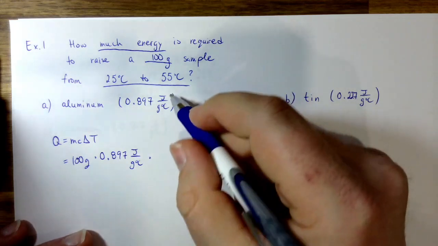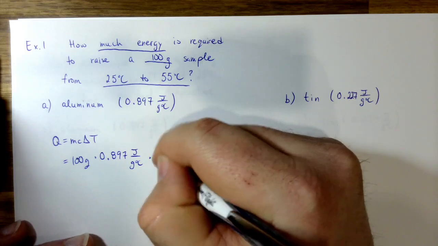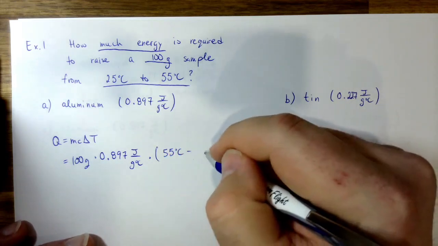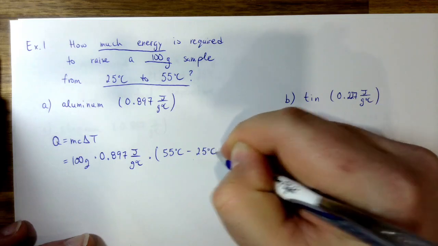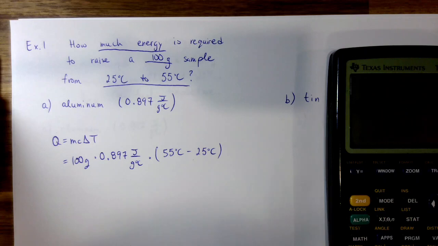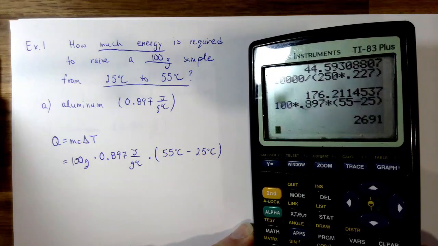And then my delta T is my change in temperature. Again, that is final minus initial. So I'm going to put a parentheses here. 55 is my final minus my initial. And I get my answer here. It should be 100 times 0.897 times parentheses 55 minus 25, close parentheses. Should look just like this. 2691.